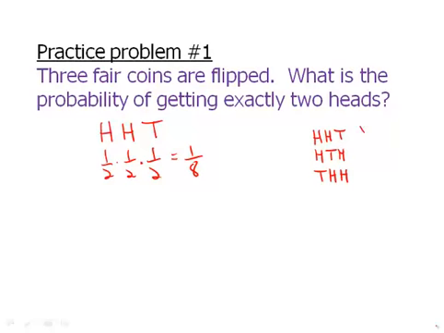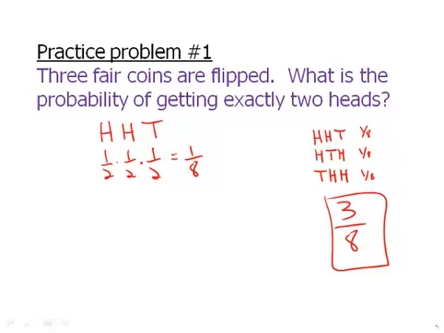These are mutually exclusive. Each one has a probability of 1/8, as we just figured out. So we add them, and this adds up to a grand total of 3/8. And that is the probability of flipping 3 fair coins and getting exactly 2 heads.